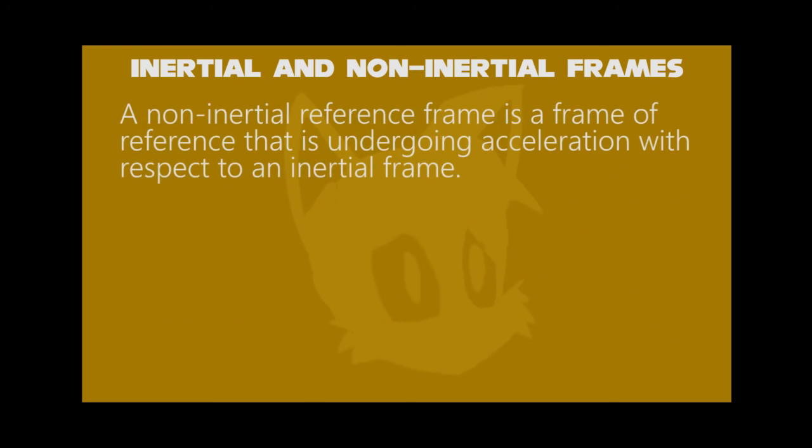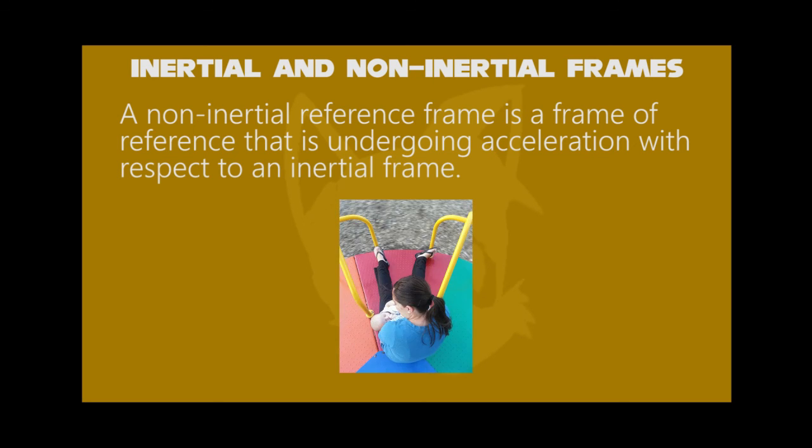On the other hand, a non-inertial reference frame is a frame of reference that is undergoing acceleration with respect to an inertial frame. For the turning effect, suppose you're sitting on a merry-go-round, where objects are accelerating relative to each other. You can try an activity, using a GoPro camera, to give you inertial and non-inertial frames of reference.